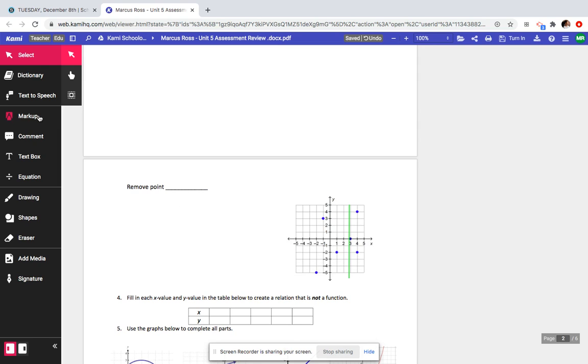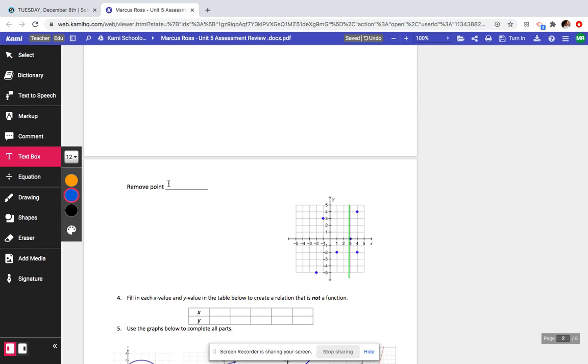So we could either remove this top positive point, which is 4, 4. We can remove that one. Or we could remove 4, -2. It really doesn't matter. You could remove any of those and it would work. Okay, you would create a function.